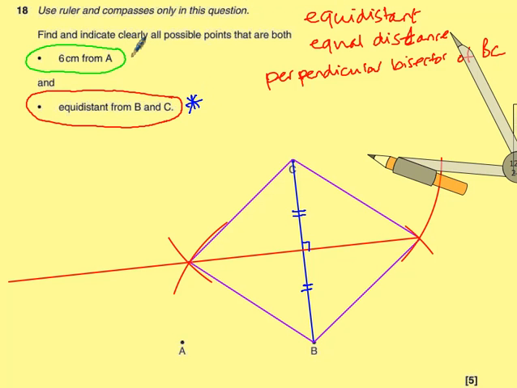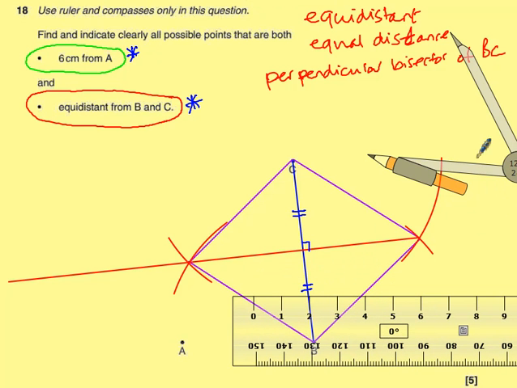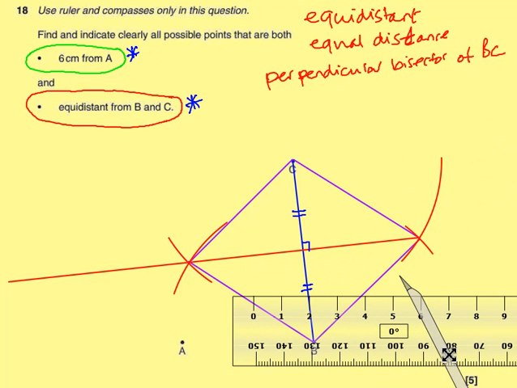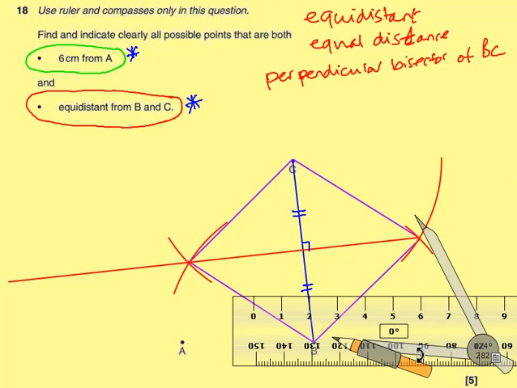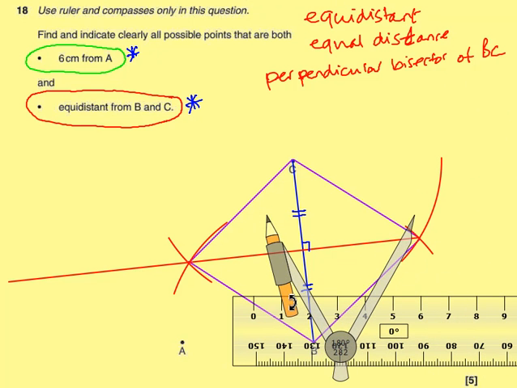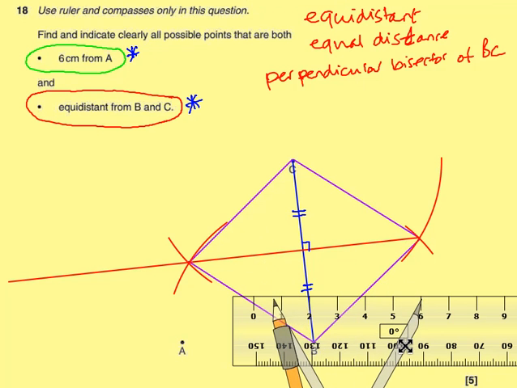We now need to look at 6 centimetres from A. So using a ruler, I'm going to set the width between the compass point and the pencil to be 6 centimetres. So I'm going to put a point at 6 and drag that along to there. I've now set my compass width to 6 centimetres. For the first part, it didn't matter how long I had the compass, it just had to be bigger than half the length of the line BC. So this is now 6 centimetres.